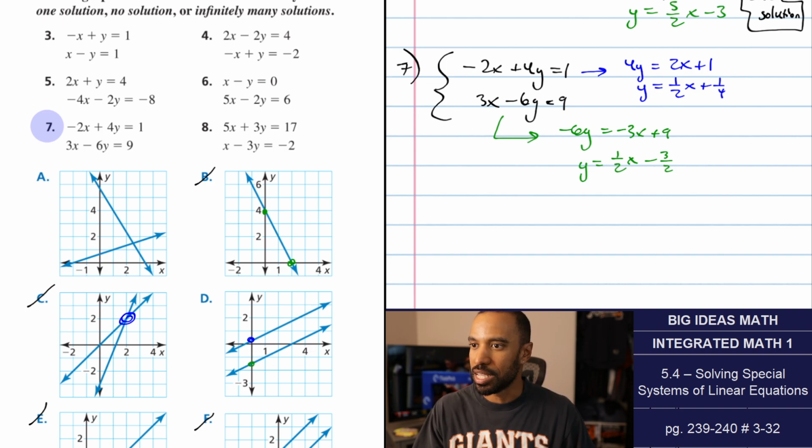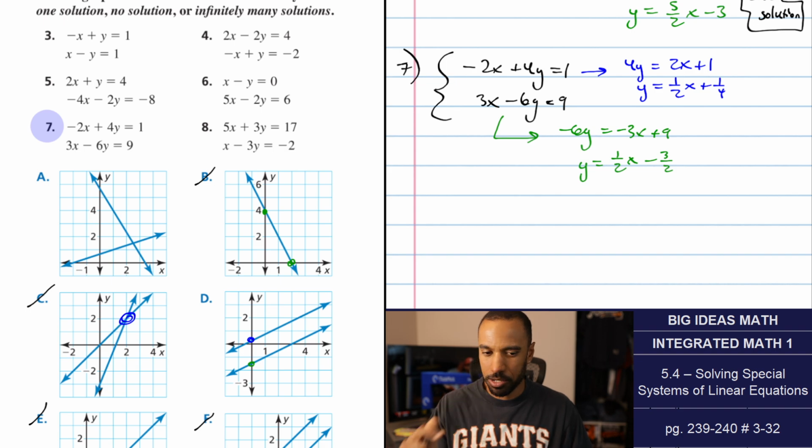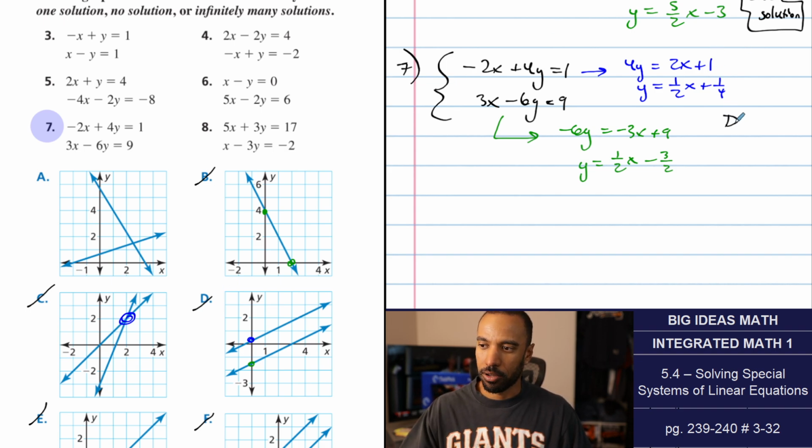So this looks to be D. Option D. They never intersect. They are parallel. You can tell by the equations as well. These are no solution.